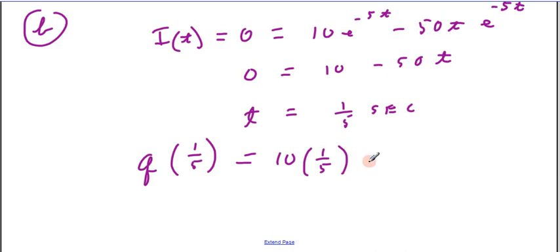So the charge at 1/5 of a second on the capacitor is 10 times 1/5 times e to the minus 1/5. And what is that equal to? Okay, so that's 2, turning on my calculator, 2 times e to the minus 0.2, and I come up with 1.637 coulombs.